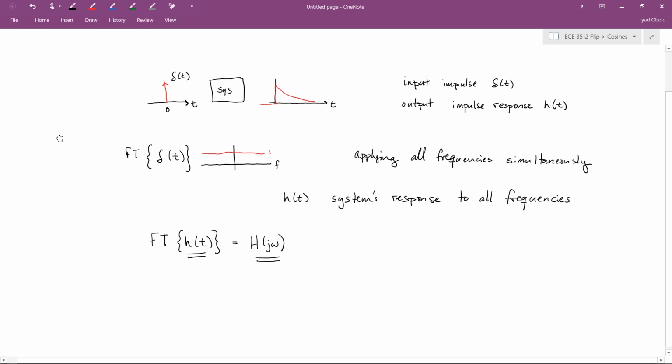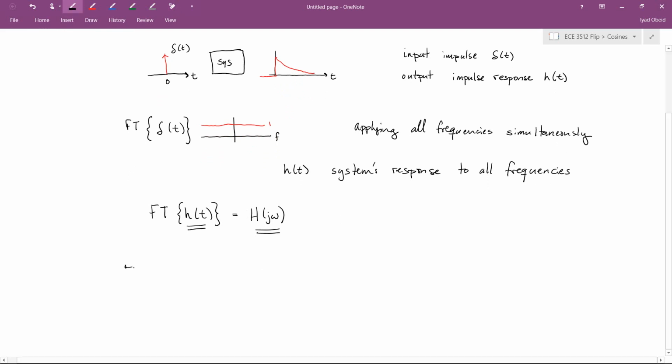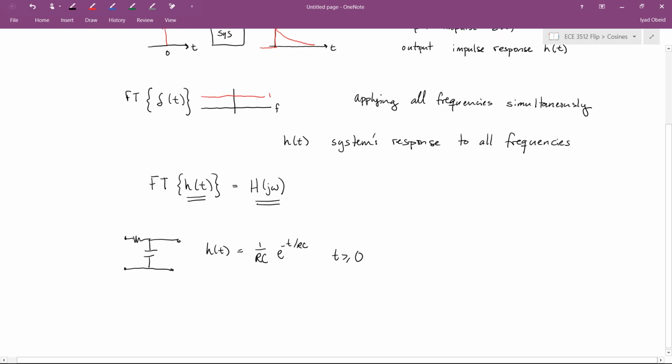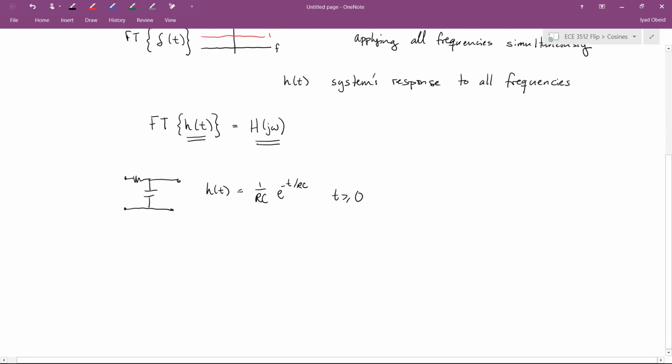Let me give you an example. For a first order low pass filter, we can prove using differential equations that the impulse response can be given by the equation 1 over RC e to the minus t over RC for t greater than 0. Okay, that is the impulse response. And if I were to then take the Fourier transform of that impulse response, let's see what we get.